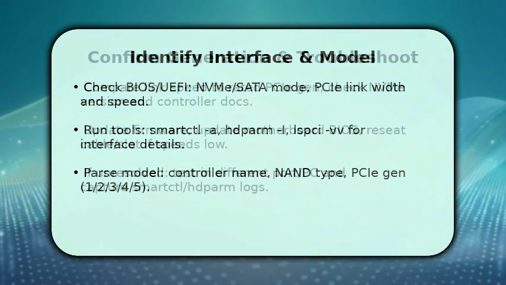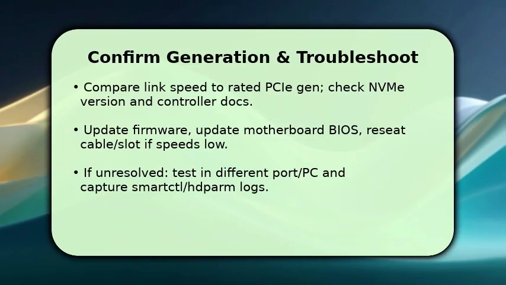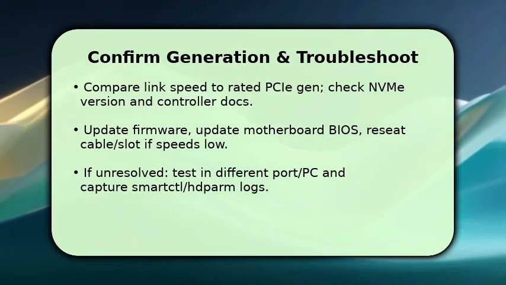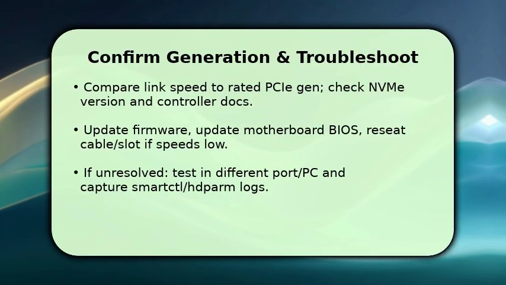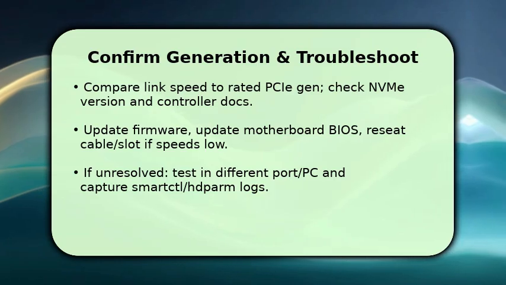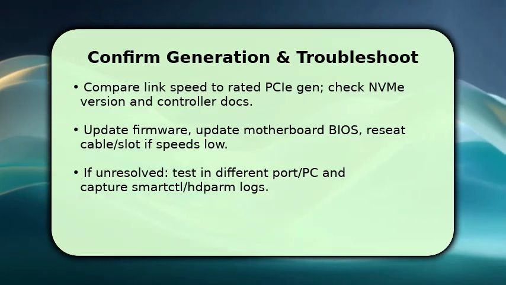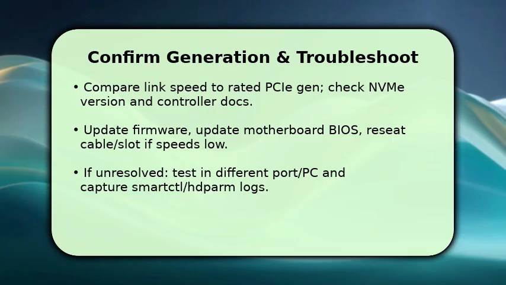You finish by confirming generation. Match negotiated PCIe lane speed and NVMe version to vendor specs to declare gen. If speeds are lower than expected, update SSD firmware and motherboard BIOS, then reseat the drive and cables. This fixes many negotiation issues.